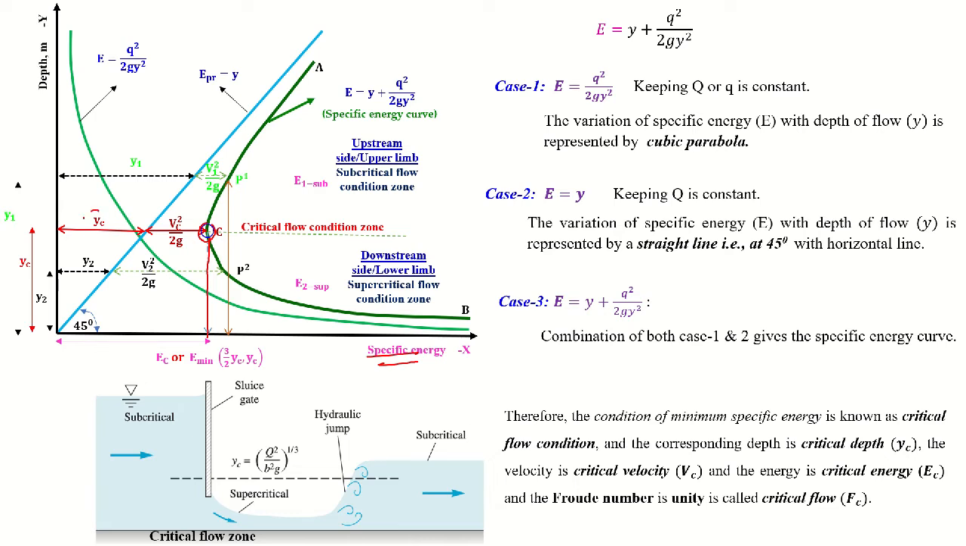In this condition, at critical depth, the flow is called critical flow, the depth is called critical depth, the velocity is called critical velocity, and the energy is called critical energy. And at the critical depth, the Froude number, that is the ratio of the inertial by the gravity, is equal to 1. So in this condition, the flow is called your critical flow. This is the concept of your specific energy.